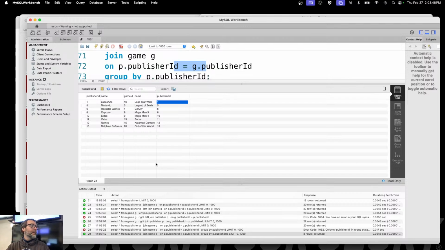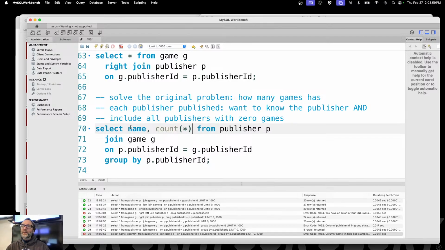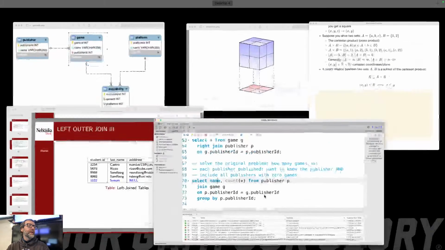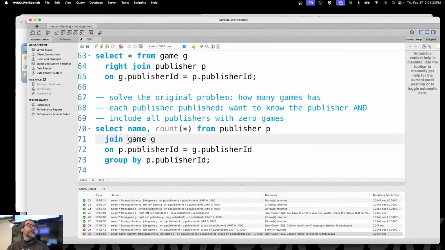I don't have an aggregate yet. So what I want is the publisher name followed by a count of all of the values. That's what we did before. There's still a problem. What do you mean by name? Column name in the field is ambiguous. I would never have designed it like this in real life. I would have put game title or something here, and kept publisher as name. But now we've got 2 fields called name. Which one do you want? All you have to do is preface it with the table's alias, p.name.